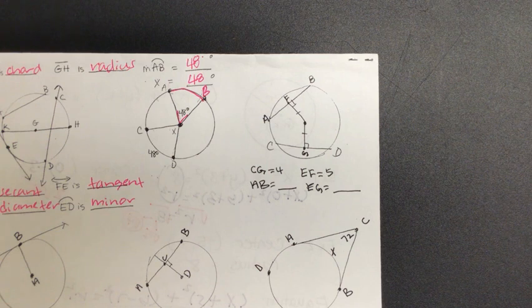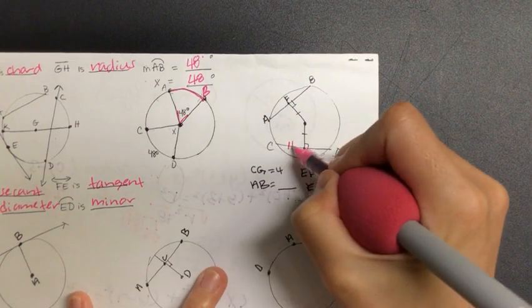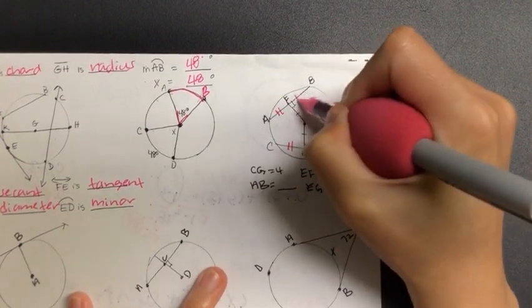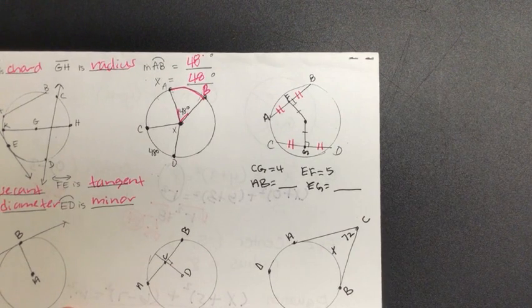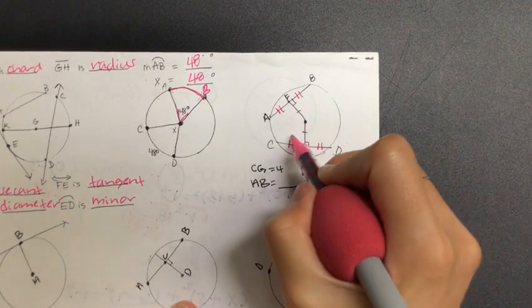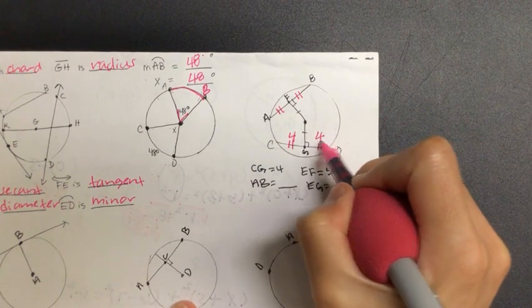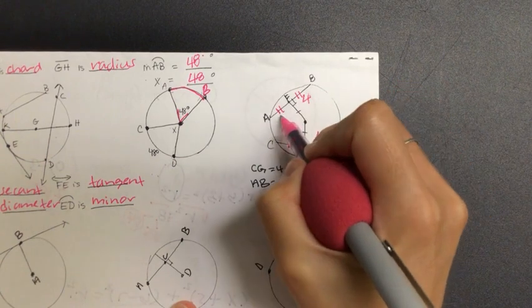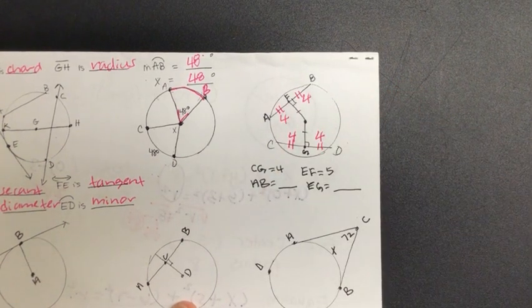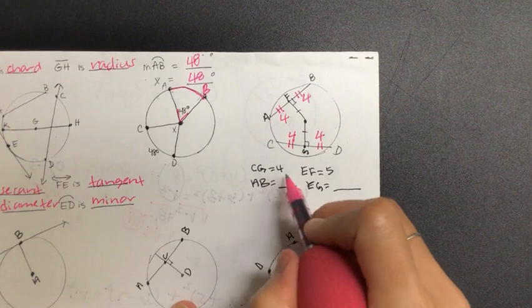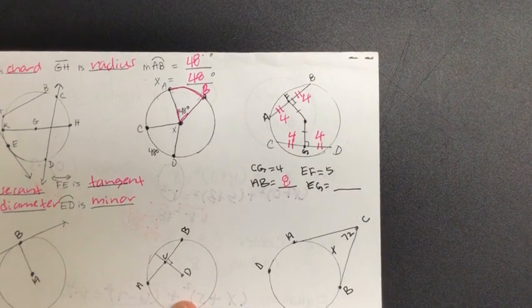So if the center is equidistant to the chord, then we have a lot of facts here. All of these are going to be split in congruent pieces. So let's fill in what I know. We know CG is 4. Then we know GD should also be 4, and that's consistent to the other two. So what must be AB? 8.